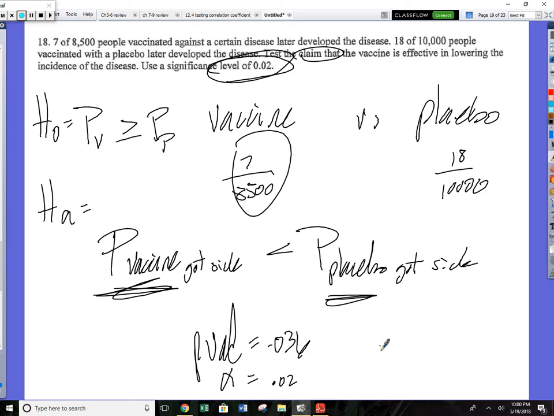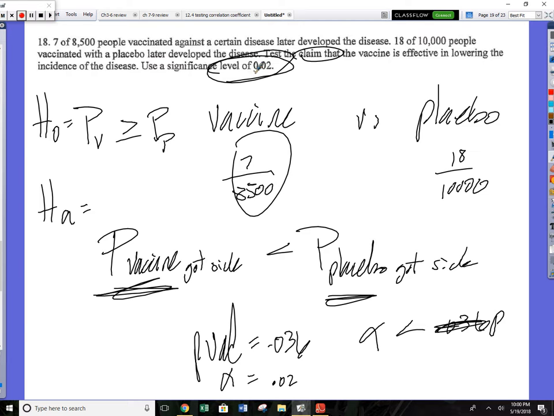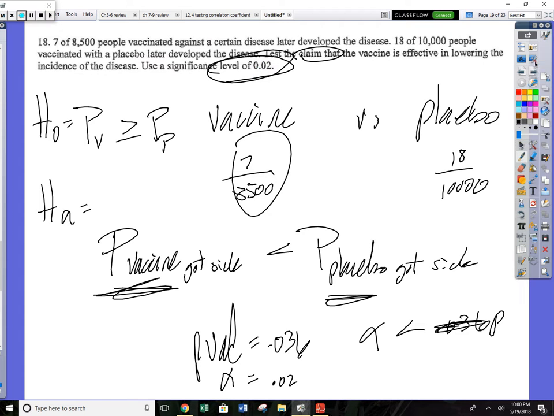Now, alpha is less than 0.036. Alpha is less than the p-value. So it's only when alpha is greater than the p-value that we're going to reject. So we're going to conclude there's not enough evidence to reject the null just yet. So we got to go back to the drawing board. If we said alpha was 5%, at the 5% significance level, then we could say, yep, we're going to reject the null. The vaccine is working.